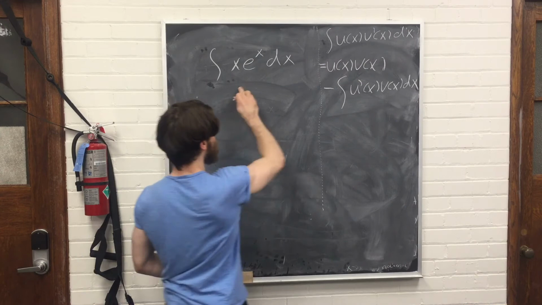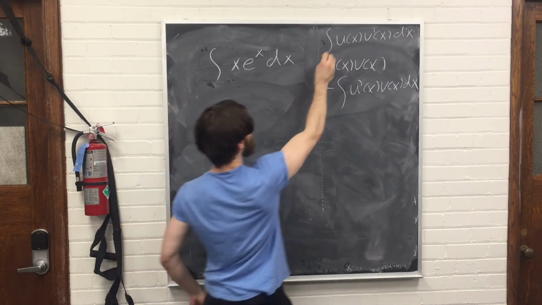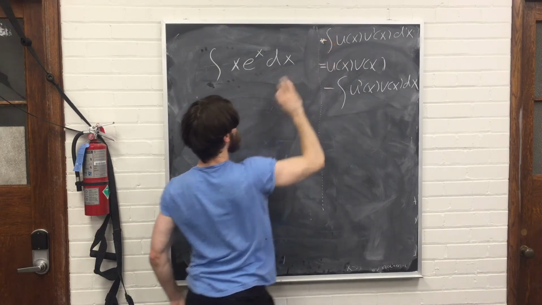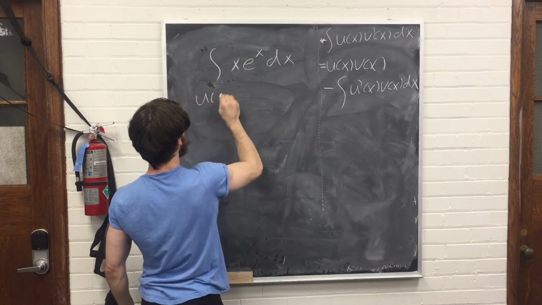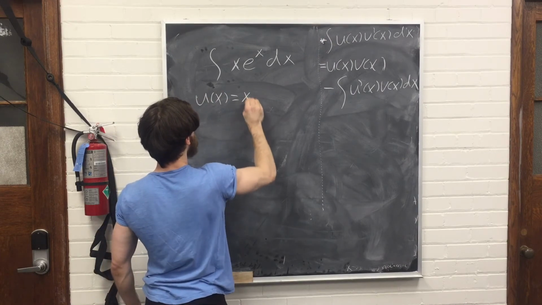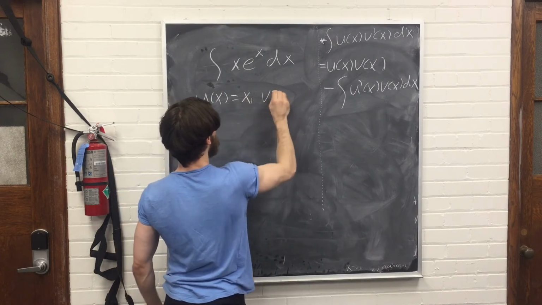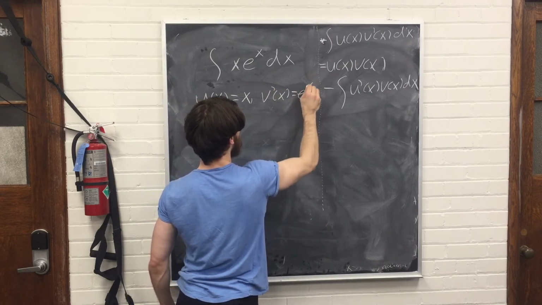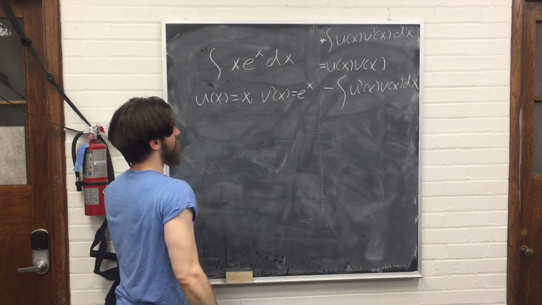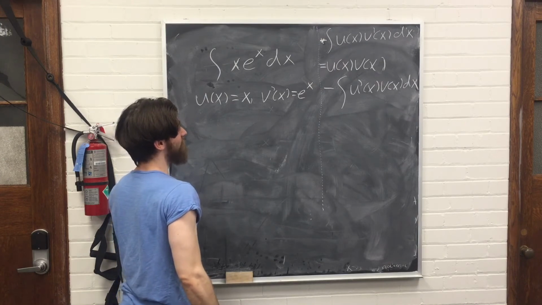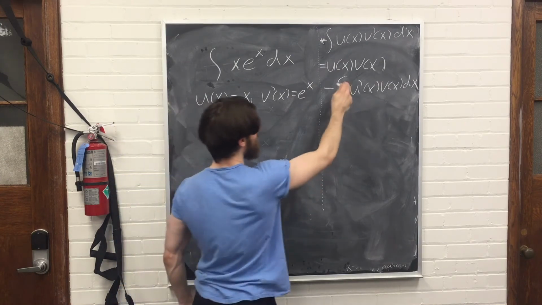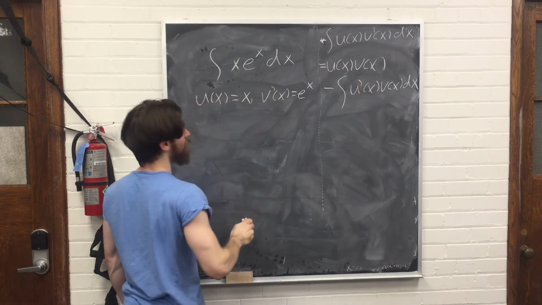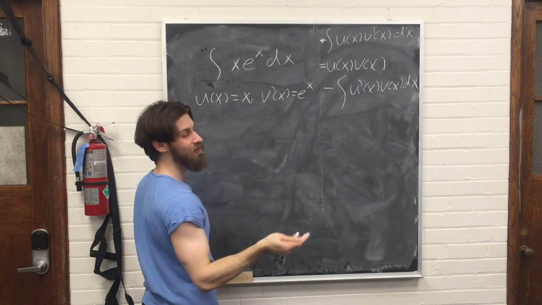So look, this thing right here looks like this thing right here if we let u of x equal x and v prime of x equal e to the x, right? So now to use integration by parts, we need to first, well, two things. We need to compute the integral of v prime, right? So v prime is e to the x, so what's v of x?